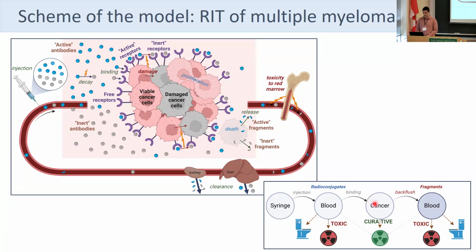Antibody receptor binding is considered to be irreversible. This is a simplification based on the fact that daratumumab is rapidly internalized in multiple myeloma cells. And for simplicity, we don't consider internalized antibodies as a separate variable. We just assume that they stay bound.